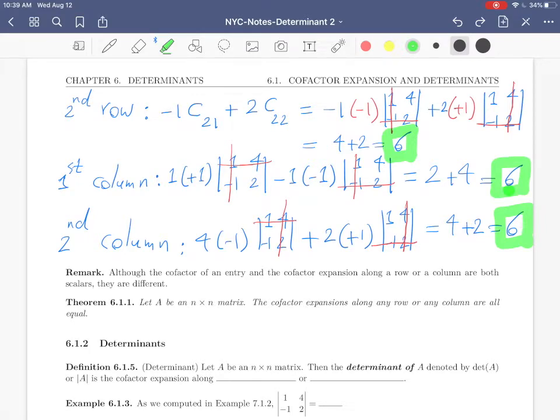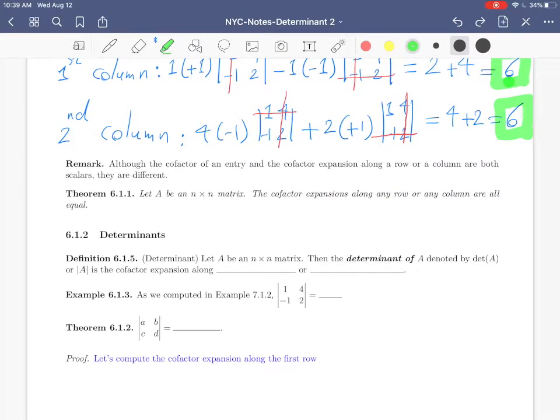We had a similar discussion for the jth column. Then we computed the cofactor expansion for a 2 by 2 matrix, and we realized that the cofactor expansion along any row or any column is equal to 6. Let's start with a remark. Although the cofactor of an entry and the cofactor expansion along a row or column are both numerical values, or scalars, they are different.